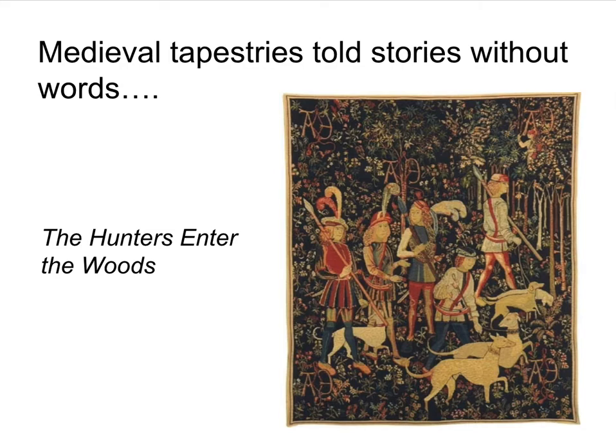So these medieval tapestries, they tell stories without words. Remember how we talked about how in those days most people could not read, only a few people could read. And so just like they used stained glass to tell stories, they did the same thing with these tapestries. I want you to look closely at this tapestry. This is the first scene in the story that they're telling, okay? So they're going to tell the story of the Hunt of the Unicorn. And here's the first scene where the hunters enter the woods.